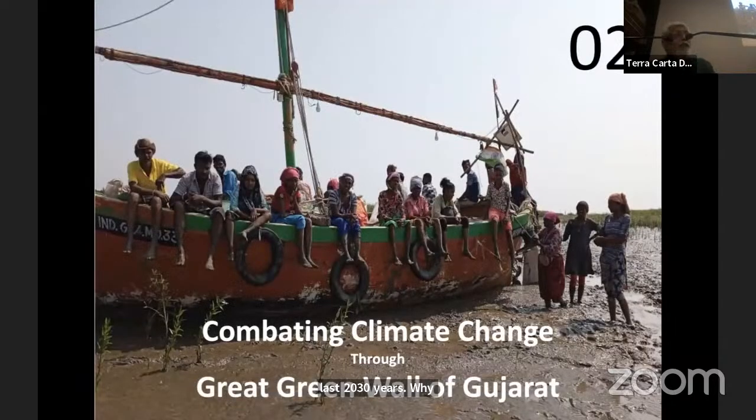While we're doing that work, we also realized that climate change was beginning to impact and it was getting more pronounced. So we started working on how to combat climate change. And one of the biggest possibilities was to start planting mangrove trees along the coast of Gujarat. Till now, we have done about 3,000 hectares. That's about 7 million trees of mangroves along the coast.